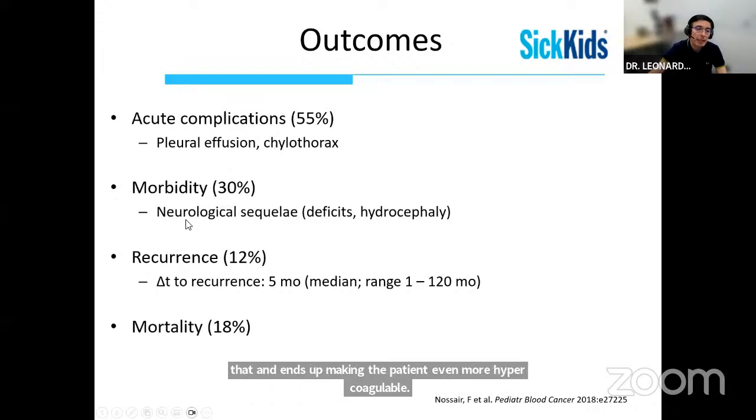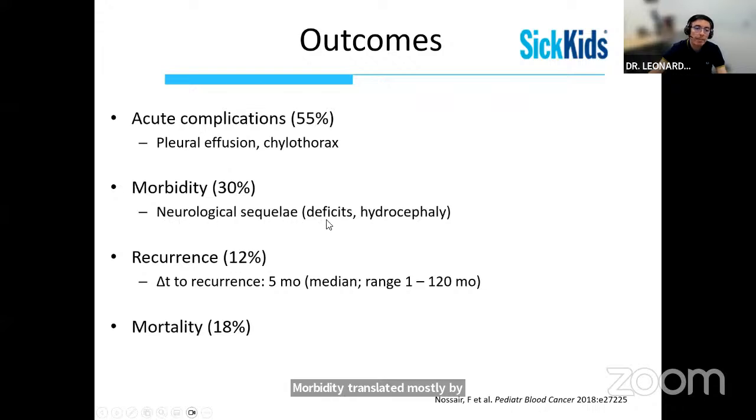Morbidity translated mostly by neurologic sequelae, neurologic deficits identified in patients that survive, plus or minus hydrocephaly in a third of those, and recurrence of the thrombotic event in 1 in 8 patients with a median time of 5 months, ranging from 1 month to 10 years. That's the relevant point of the slide, with an overall mortality of 18%.